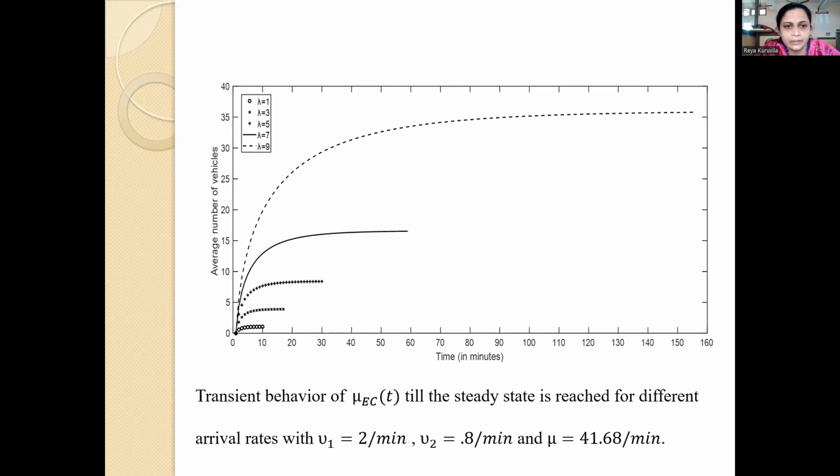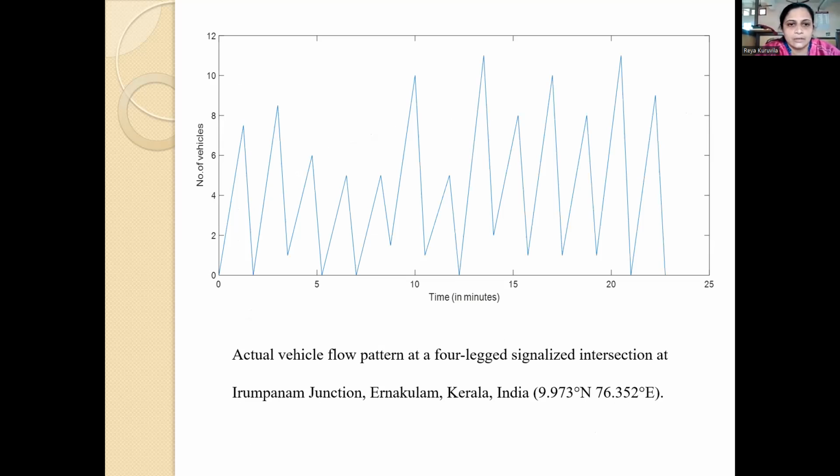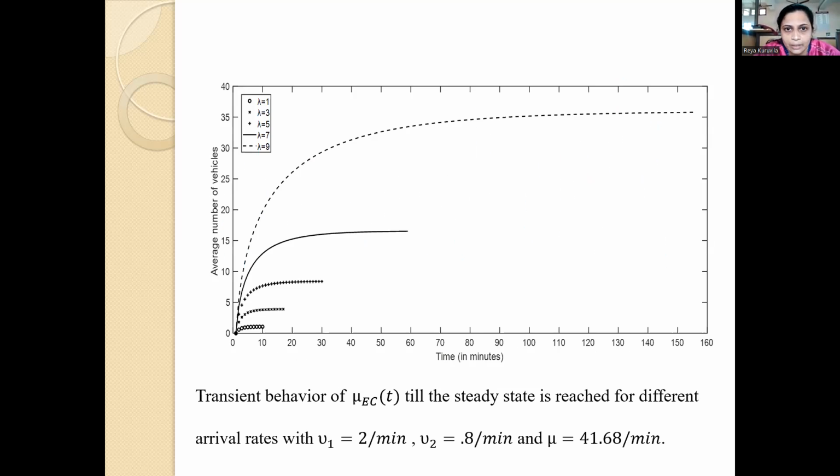Now this is the graphical representation of the transient behavior of mu ECT in a vacation queuing model. And this graph represents the actual vehicle flow pattern at a four-legged signalized intersection at Edapally Junction, Ernakulam, Kerala. Video recordings done at this place to compare different models revealed that the durations of green and red periods were 30 and 75 seconds respectively. Now, this graph representing the real world scenario is entirely different from the transient behavior of the vacation queuing model that is shown here.